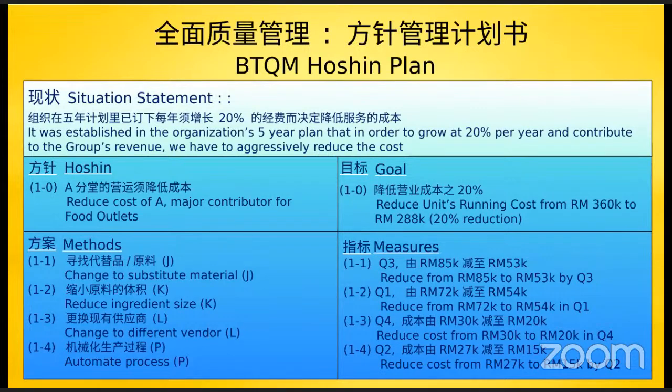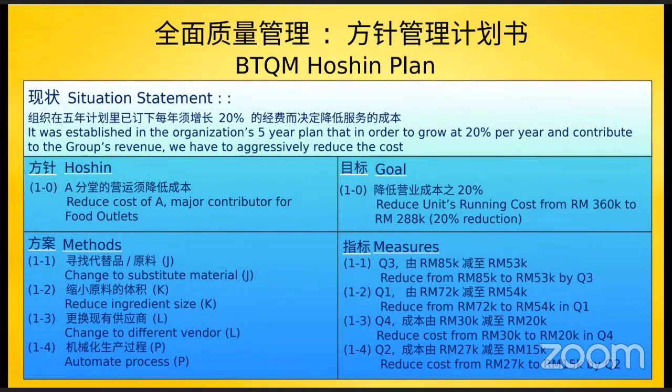Okay, so in terms of change to substitute material, you can quantify that the substitute material used to contribute 85,000 out of the 360,000. So you want to reduce that from 85 to 53. This represents 32,000 reduction. Quite substantial. This is the biggest item.